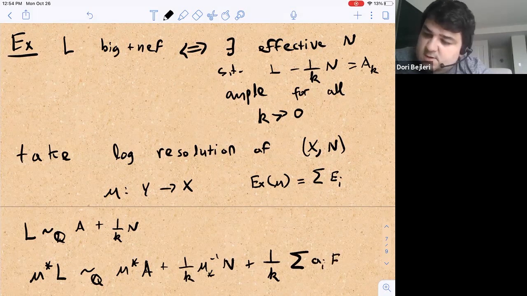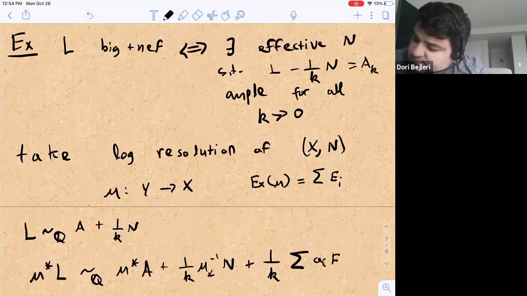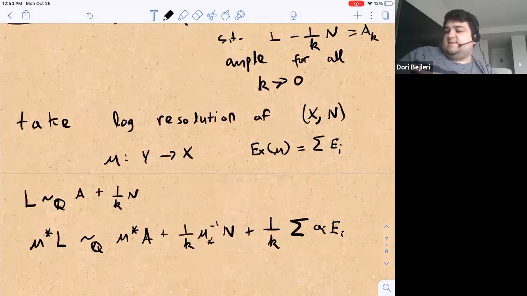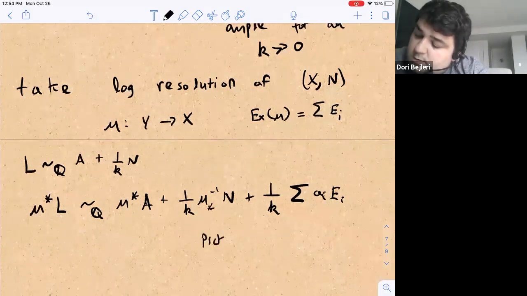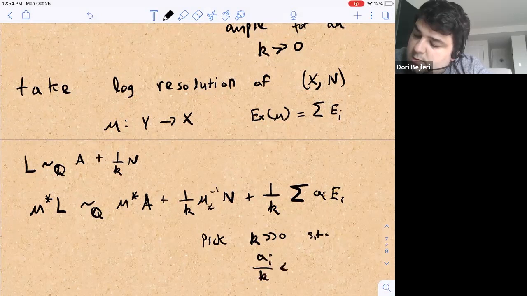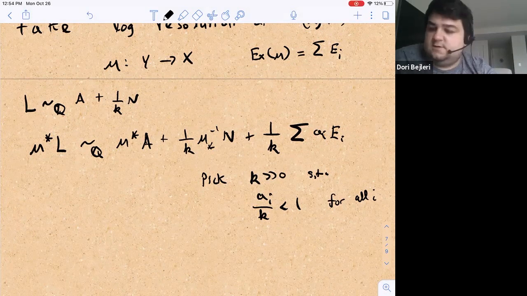I shouldn't use A because I use that for our boundary and the other pieces. No, actually, maybe that's okay though, because in this statement there is no boundary. So something like this, but the point is that the a_i depend only on N, while I can make the k arbitrarily large. So the a_i might be bigger than 1, but I can just pick k large enough so that a_i over k is smaller than 1. And so roughly this will play the role of our boundary.